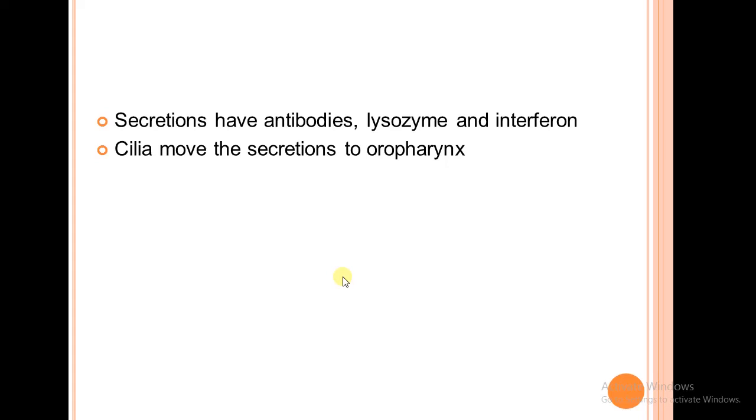Now, other functions of the upper respiratory tract are its role in the defense of the body. The secretions which are present in the upper respiratory tract have antibodies, lysozyme, and interferon, and all of you are well familiar with the functions of these substances. So they help us in protecting against different pathogens.